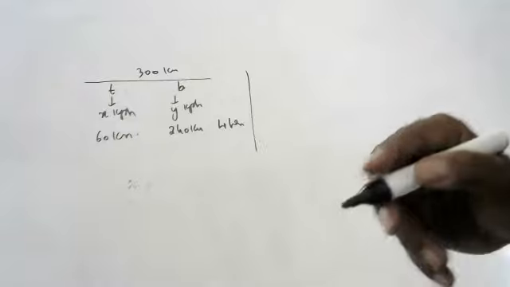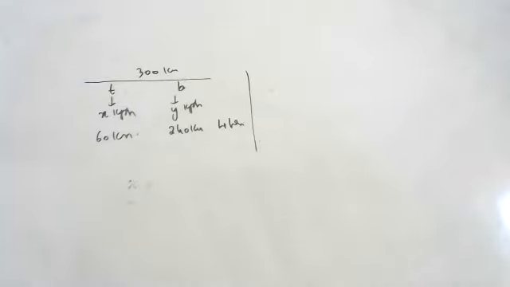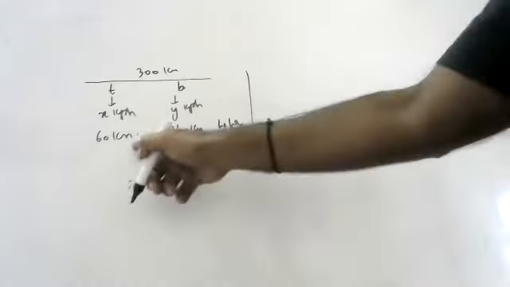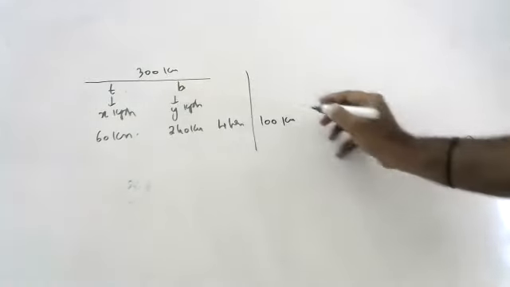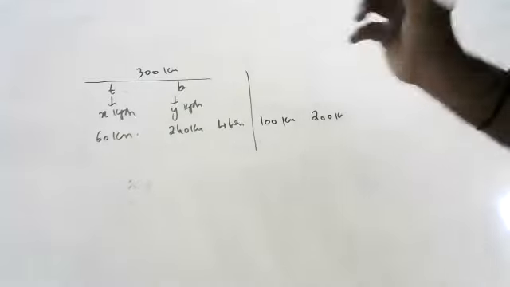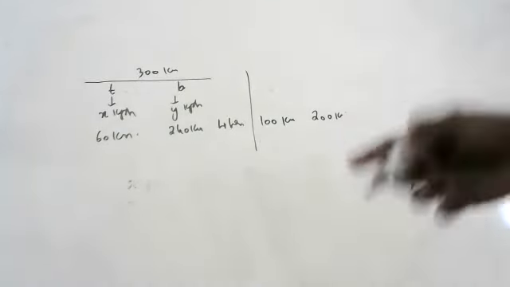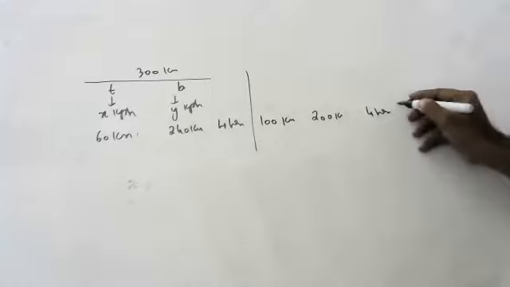Second condition is if she travels 100 kilometers by train. 100 kilometers by train means how much in bus, children? 200 kilometers by bus. They will not give the other one. 10 minutes longer. 4 hours 10 minutes.